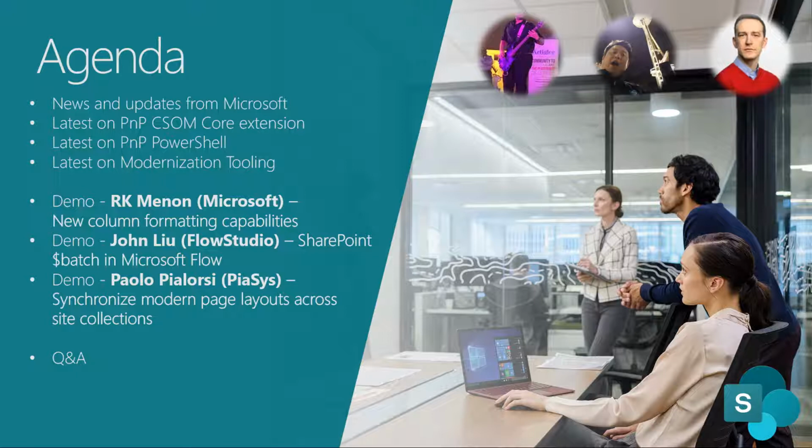And then we have Paolo. We added Paolo's demo here earlier today because we thought there was time for a third demo. And I think the scenario is quite interesting. If you use modern page layouts, how do you replicate or synchronize them across site collections? What are your options for making sure that whenever a new site collection gets created, there's a default set of modern page layouts available? Or to be honest, they're not page layouts, they are page templates, and probably we need to be more specific on explaining the difference when we get to that section. And Q&A in the end if we have time.